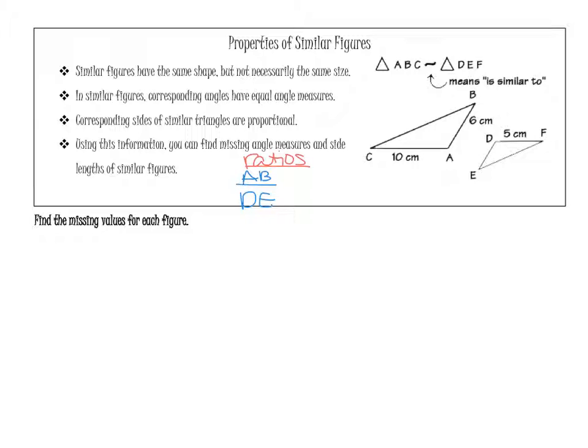We could also say that BC, so this would be a completely separate ratio, but side BC, which side would it correspond with in triangle DEF?